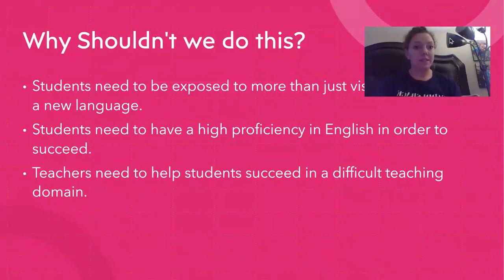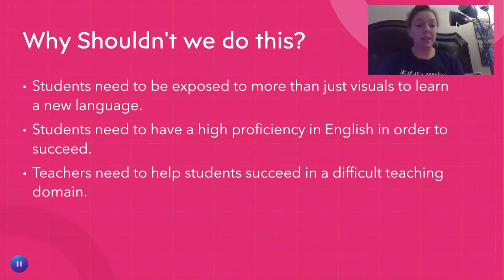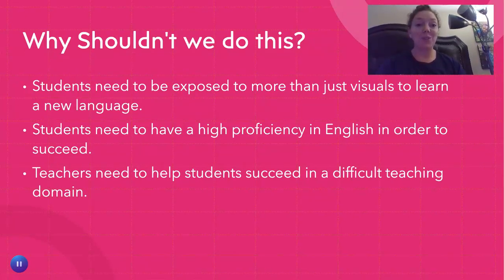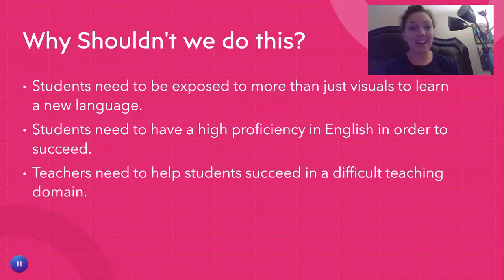So why is this a misconception? Why shouldn't we be doing this? It sounds like a great idea, doesn't it? If you want to teach a child that doesn't understand you, then take out what they don't understand and just give them what they do understand. And they do understand the visual cues. They do understand the gestures. So this sounds like a great idea. So what's wrong with it?